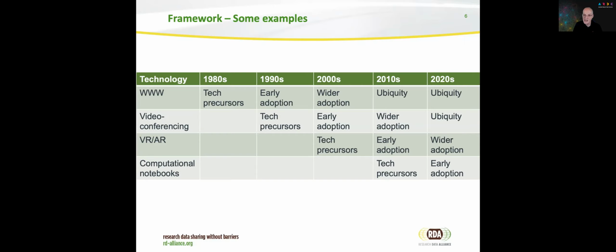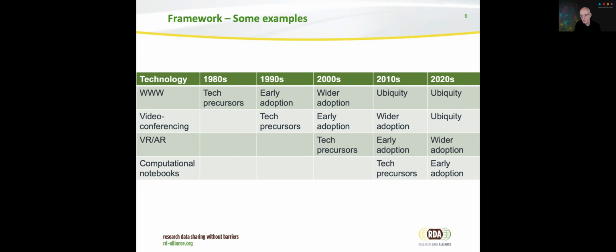Video conferencing, tech precursors in the 90s, early adoption in the 2000s. So I remember using early broad-based, internet-based video conferencing systems in the early 2000s, wider adoption in the 2010s, and in part driven by COVID, relatively ubiquitous. And by ubiquitous here, I mean most people in at least developed countries have got access to this. VR and AR lagging behind again, tech precursors in the noughties, early adoption in 2010s, maybe wider adoption 2020s. I'm not going to say ubiquity yet, but certainly wider adoption.